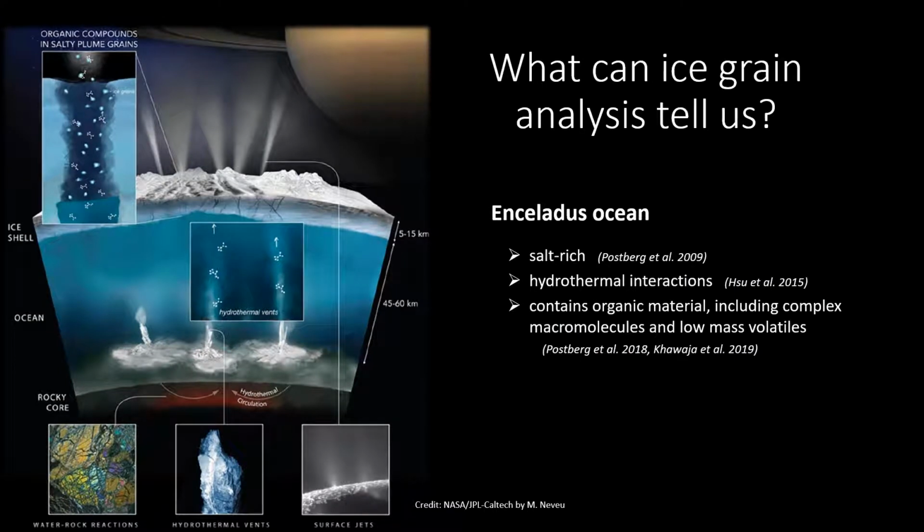In Saturn's system, data collected by Cassini's CDA instrument show that Enceladus' ocean is salt-rich, sustains hydrothermal interaction, and contains a variety of organic material, including complex macromolecules and low-mass volatiles which may act as amino acid precursors. These discoveries were supported by laboratory analog data using LILBID, the laser-induced liquid beam ion desorption experiment, that I will present in the next slide.